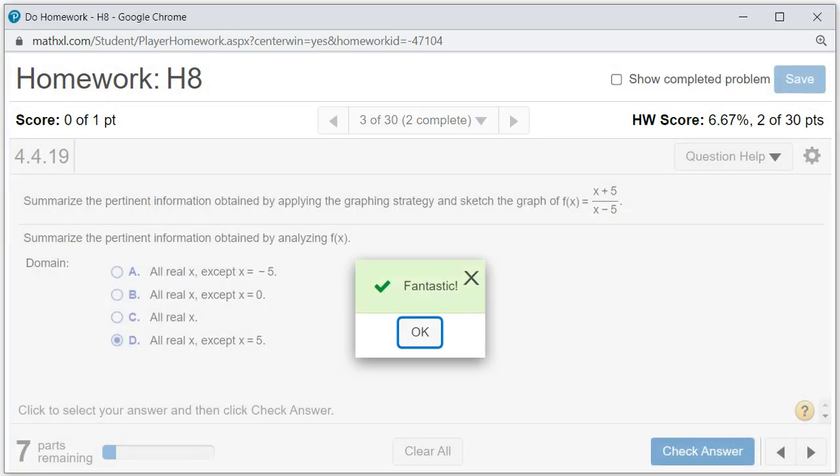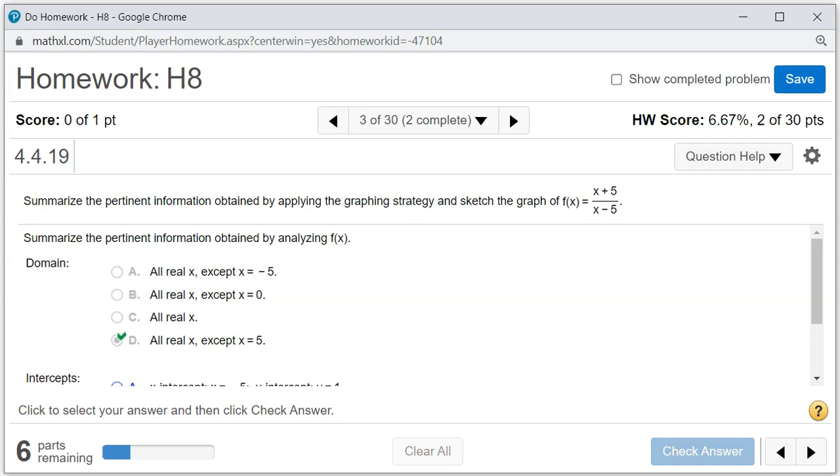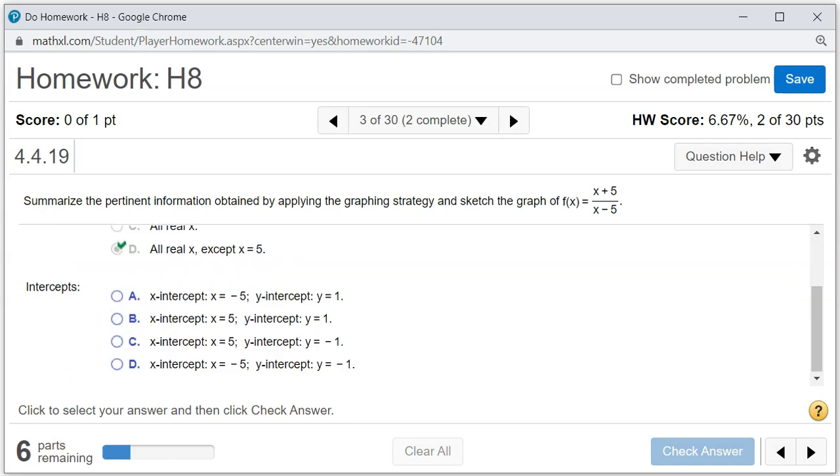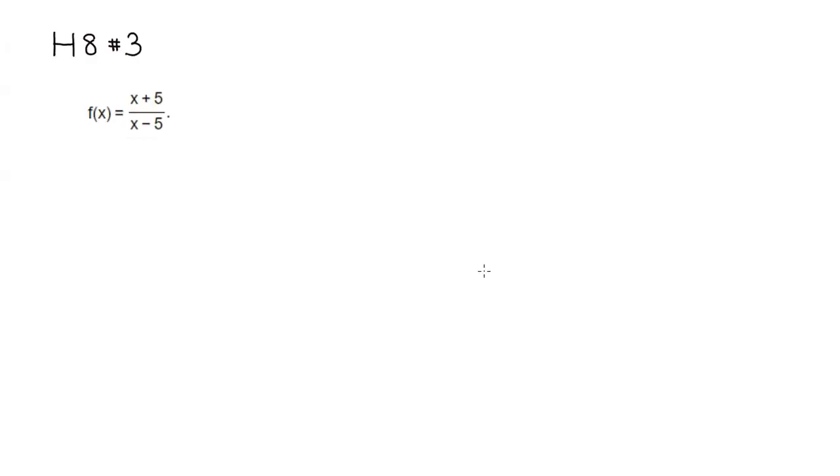All right, so let's check the answer. We got that. Next part, intercepts. Let's find the x-intercepts and the y-intercept. Let's find the x-intercept first. In order to find the x-intercept, what you need to do is set the other one, so y equals 0.